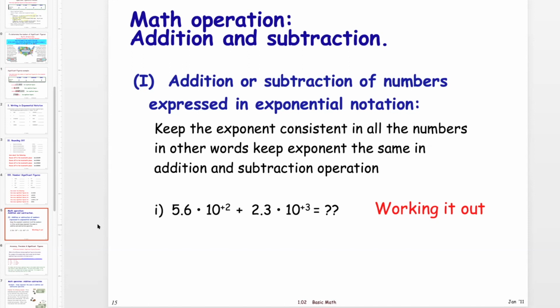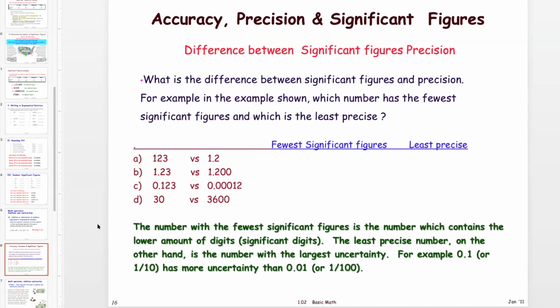Well, the way you do that is understand the difference between precision and significant figures. Precision has to do with how fine your measurement happens to be. Okay, how small your measurements happen to be. Significant figures just tells you how many digits are significant in that particular answer.